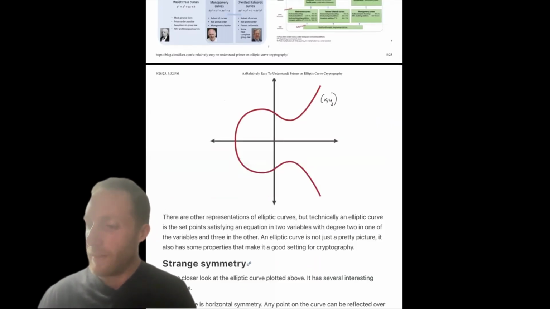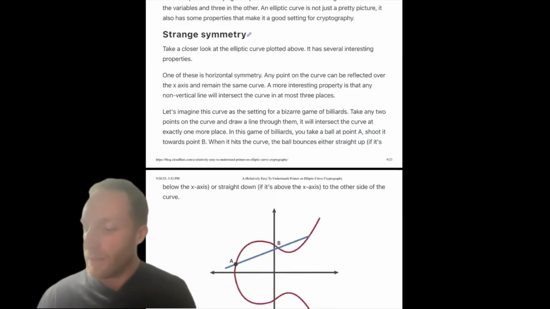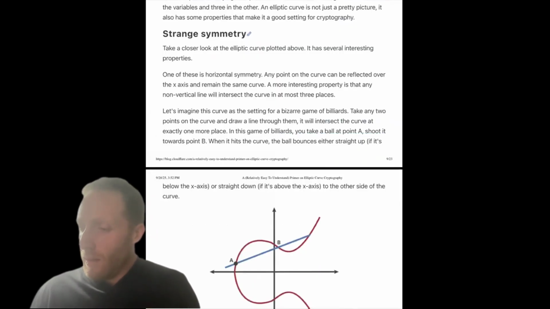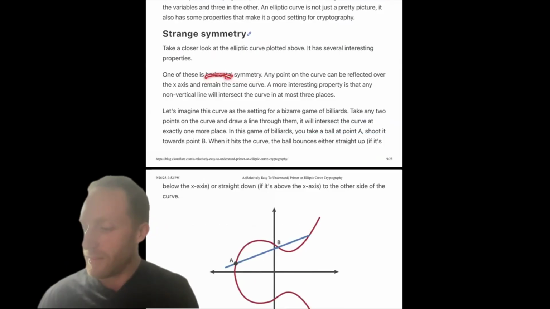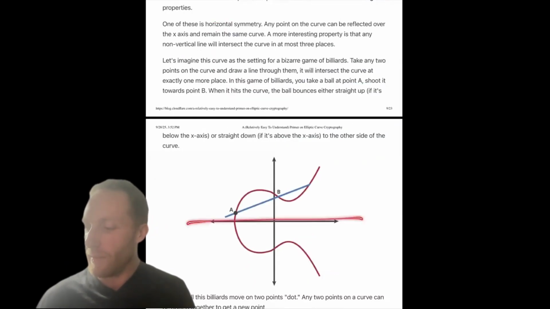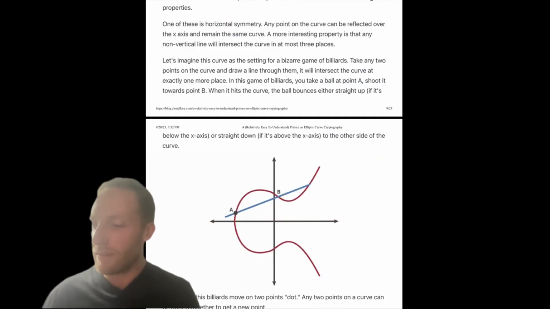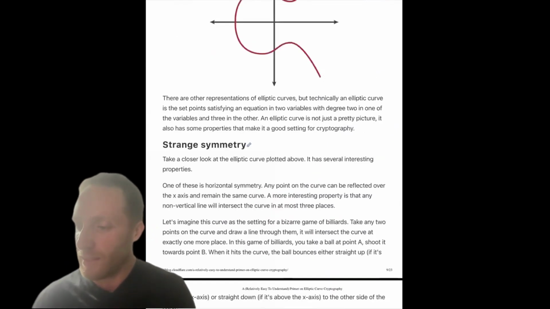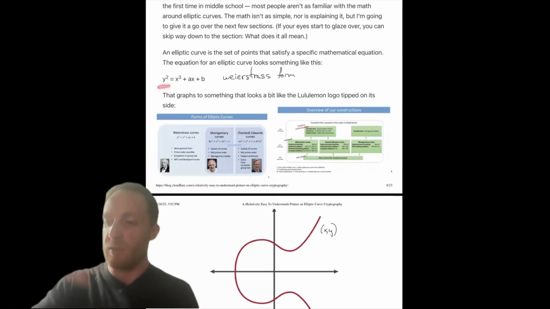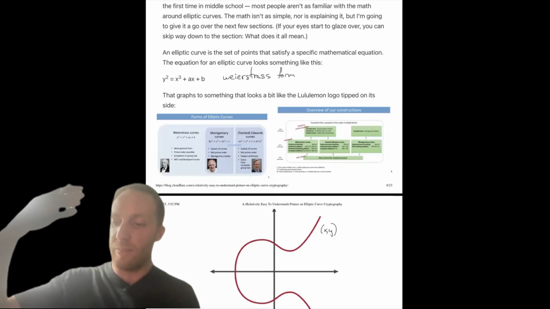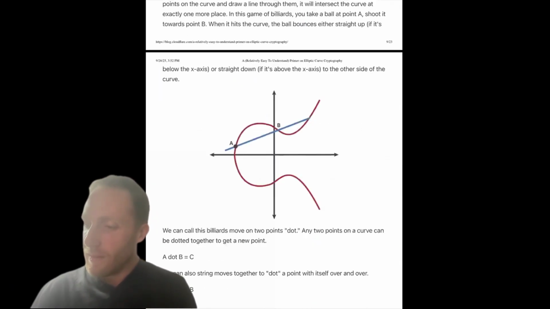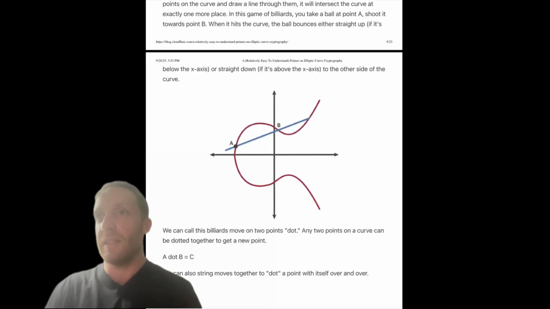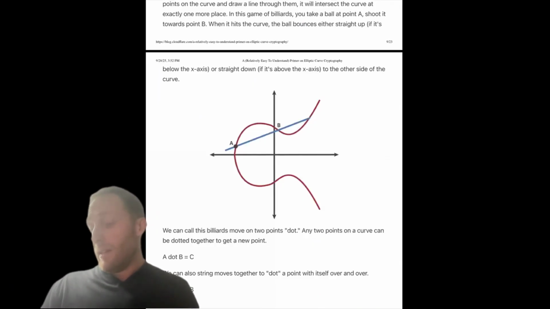This is your elliptic curve, and there's a strange symmetry here, where he says one of these is horizontal symmetry. I think he meant vertical symmetry. I'm not quite sure, but basically you can revolve around the x-axis. All the points are there, and that's naturally because in the form here there's a y squared. So negative y and positive y, when squared, give the same number. So that's why. Doesn't really matter.